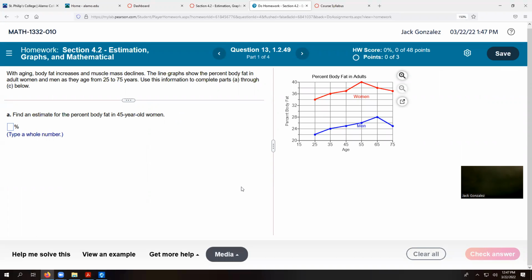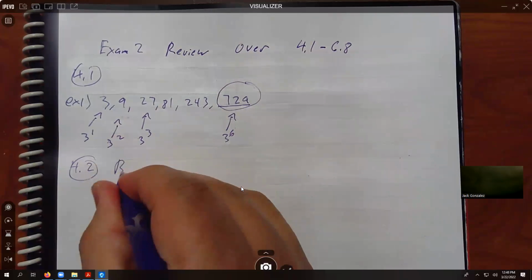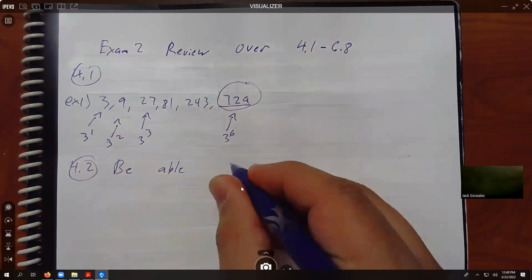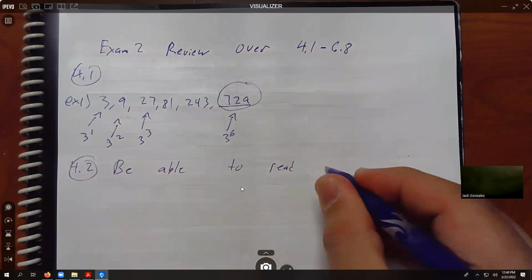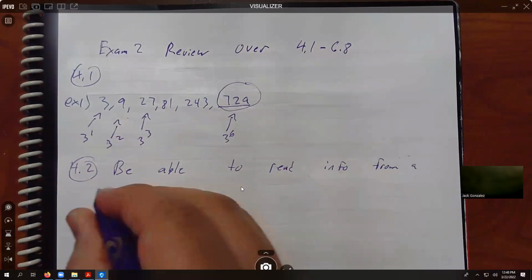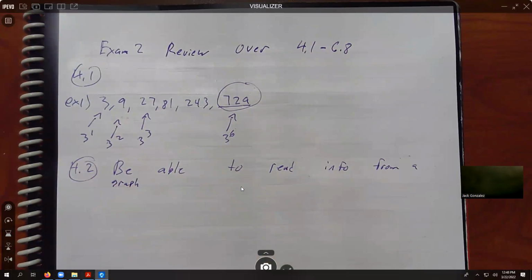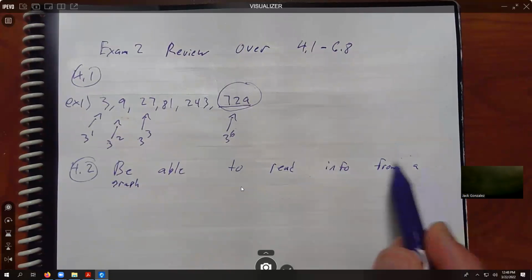Okay. So from 4.2, be able to read information from a graph. So something simple like that. And if you're off by a little bit, just let me know. I'll give you points back. I wouldn't mark it wrong if you did 80 and it's supposed to be 85. That's dumb. But if that happens, you let me know. So you have about 2 questions like this.